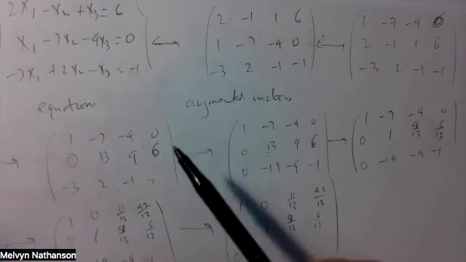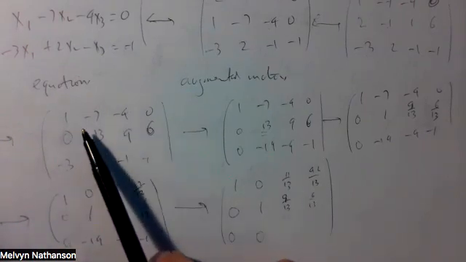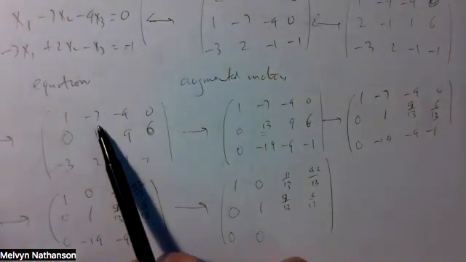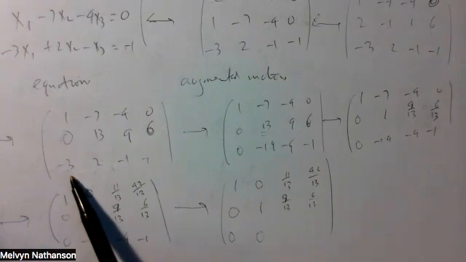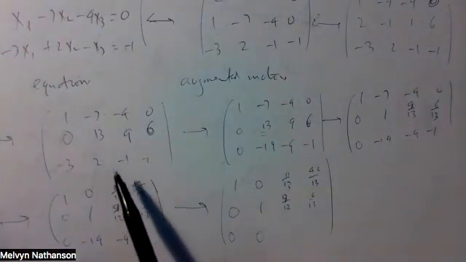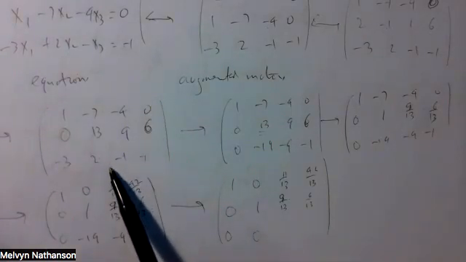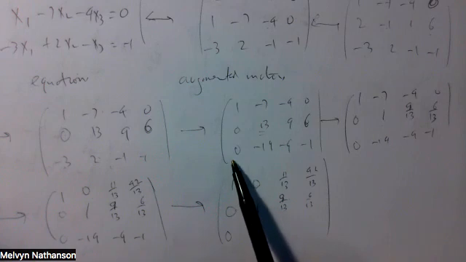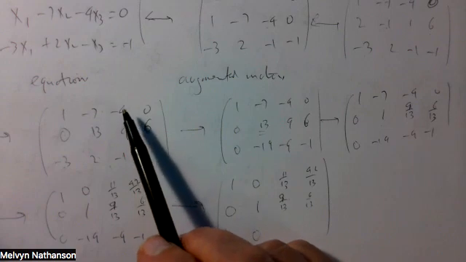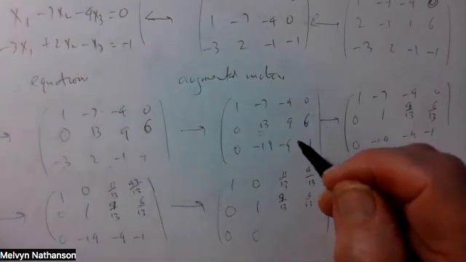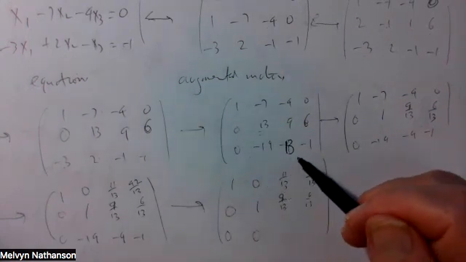Okay, let me go back, I made some arithmetical error and I always like to fix these things up. So let's say here I have 1, minus 7, minus 4, 0. 0, 13, 9, 6. Minus 3, 2, minus 1, 1. Then I'm not changing the first or the second rows. I add 3 times the first row to the third row to kill the 3. I get a 0. And I get 0. 3 times this is minus 12, minus 1 is minus 13. Minus 19, minus 13, minus 1.